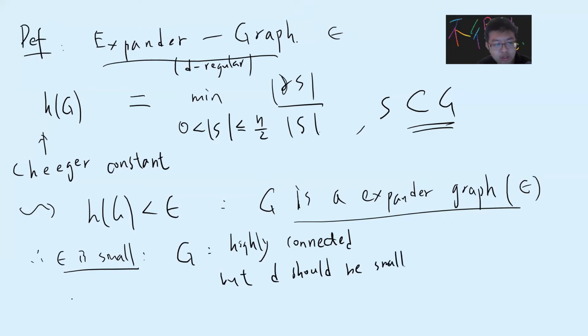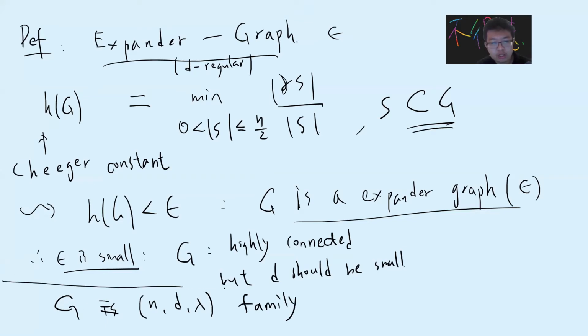Okay, some quick notation: we'll call G an (n, d, lambda) family. When I say G is an (n, d, lambda) family, it means that G is a graph with n vertices, d-regular, and spectral gap lambda. Now let's talk about the expander graph, sorry, the expander mixing lemma.